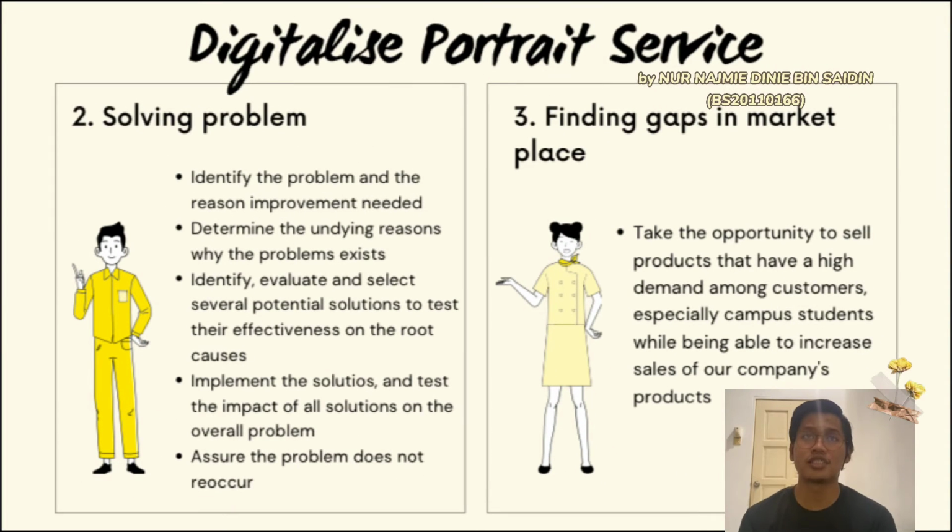The second one is solving problems. Firstly, we identify the problem and the reason improvement is needed. Then we determine the underlying reasons why the problem exists. We identify, evaluate and select several potential solutions to test their effectiveness on the root causes. Next, we implement the solution and test the impact of all solutions on the overall problem. The last one, we assure the problem does not reoccur.